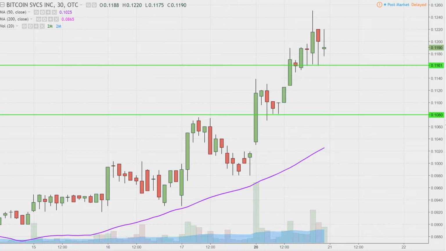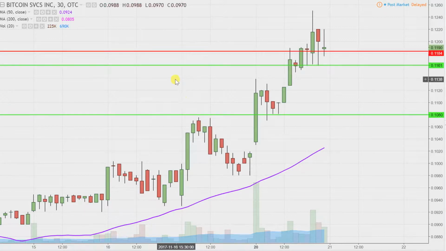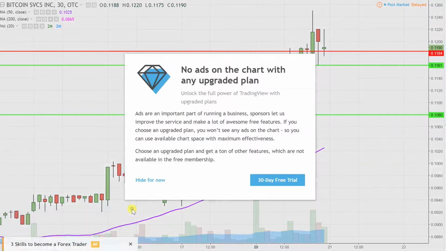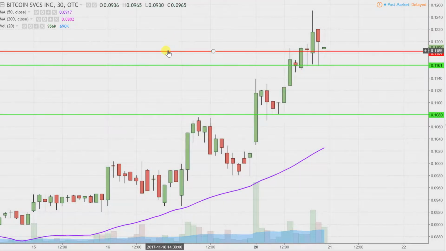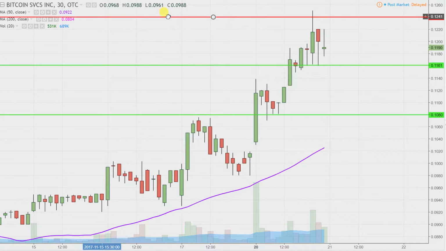What about areas of resistance? As far as where sellers are currently hanging out, party stop today up there around 0.124. I realize the price technically went up above it, but right up around this area is where the sellers are seemingly hanging out.